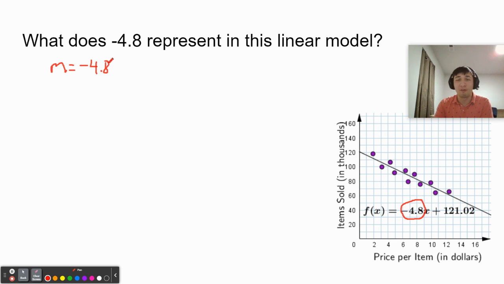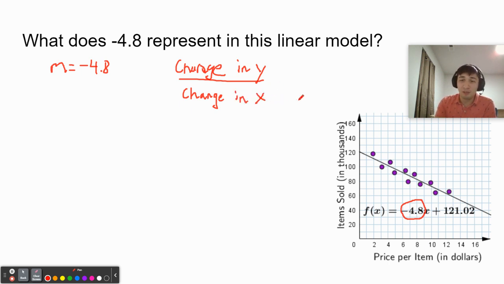Now, if only the question was that easy, then we could stop right there. But unfortunately, we have to dive into this a little bit more. So we want to talk about what that negative 4.8, that slope, means in terms of this problem. Well, we have to remember that slope is the change in the y over the change in the x.